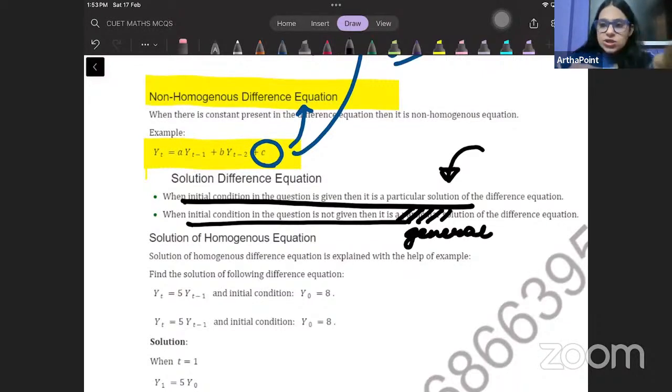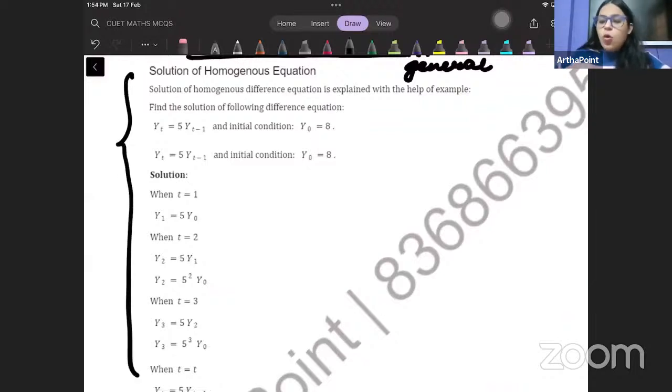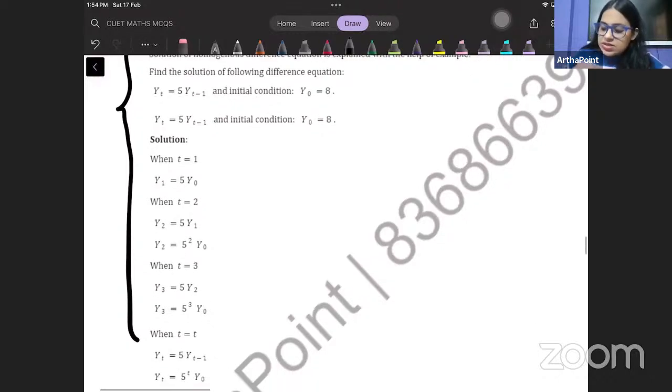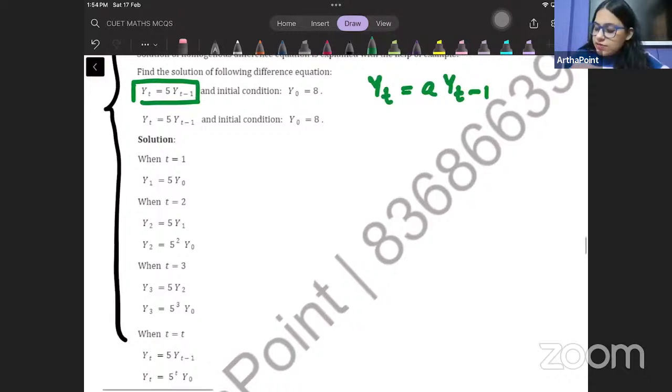So initial condition given, particular solution; initial condition not given, general solution. अब आगे देखते हैं. So now we want to talk about the solution of a homogeneous difference equation. देखो बेटा, this is an example. इसको मैं general case में लिख सकती हूँ that yt is equal to a yt minus 1, and you are given the initial value is 8. आपको initial value already given है कि ये 8 है.